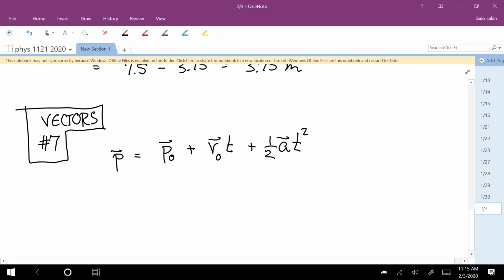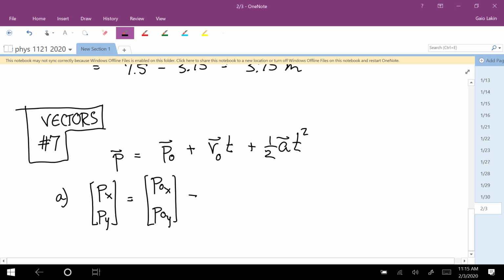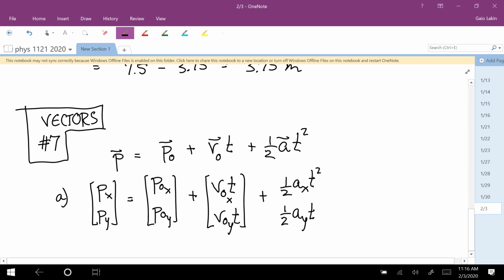Okay, so let's rewrite this first in the form where we have vector components. So you can rewrite this equation as px py is equal to p0x p0y. Each of these vectors has components. Plus V0x, V0y times t, but the meaning of multiplying a vector times a scalar is that you multiply that scalar to each component. So you can write this as V0x t, V0y t. And then same thing here, 1/2 t squared, those are scalars. So we can write this as 1/2 ax t squared and 1/2 ay t squared.